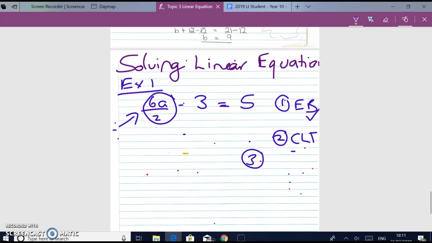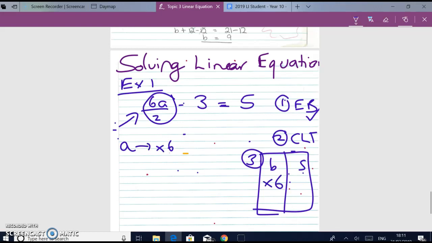Can we do our building steps and our solving steps again? So we started with a. What's the first thing we do to a? Well, remember, multiplication and division comes before addition and subtraction. So the first thing we actually did to a was we multiplied it by 6. Alright, because we've got 6a. It's the same as a times 6. Doesn't matter which order you do it in.